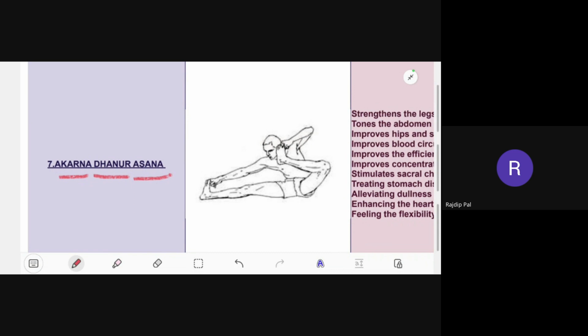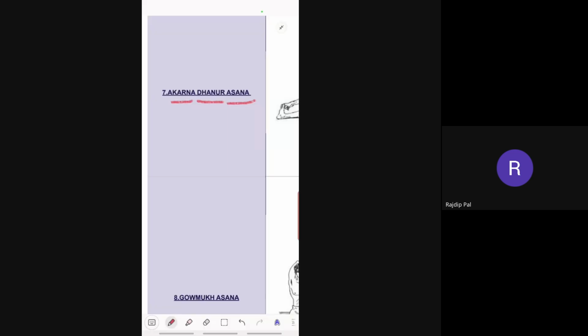Anji, please continue. Akarna means up to karna, and karna means ear. Dhanur means bow, which we used in ancient times for hunting or fighting purposes. A bow. So our body is just like that.